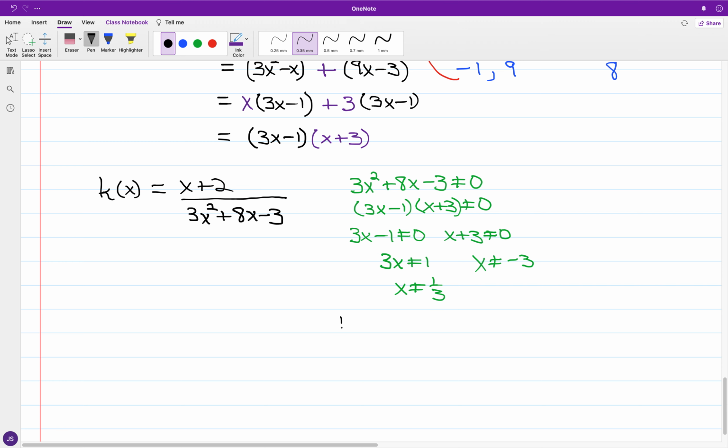So in the case of the domain of k of x, we're starting from negative infinity, approaching the smaller of the exclusions. In this case, this will be negative 3. This is followed by those values of x greater than negative 3 and less than 1/3. And then we'll have those values of x which will be greater than 1/3.